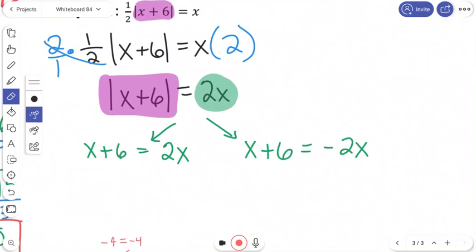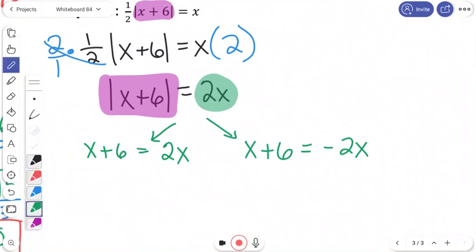So I need to get our x values by themselves. Right now on the left equation, I have x plus 6 equals 2x. I have x's on both sides of my equal sign. I don't want that. So I subtract x from both sides of my equation. x minus x goes to 0, and that means 6 equals 2x minus x, which just gives us x. There we go. We solved that side.